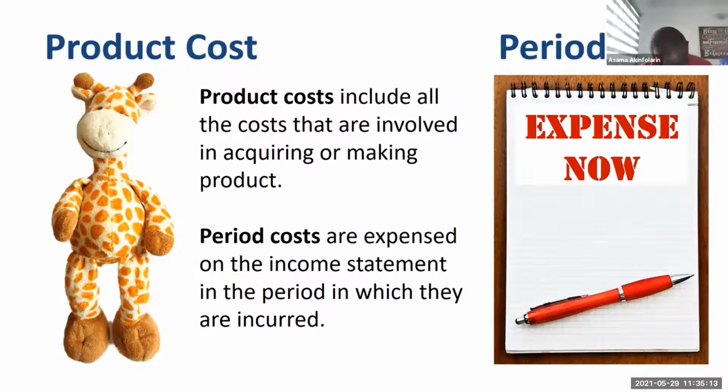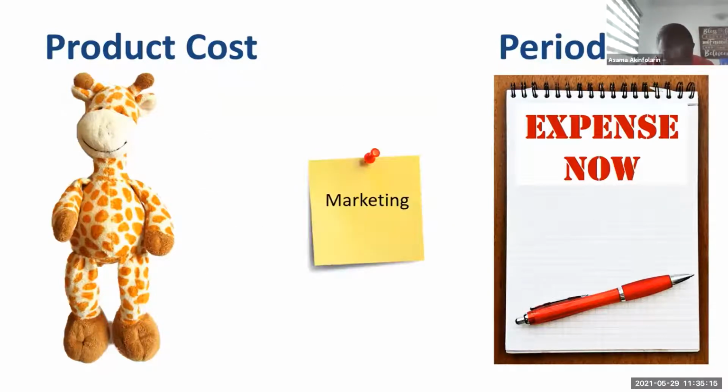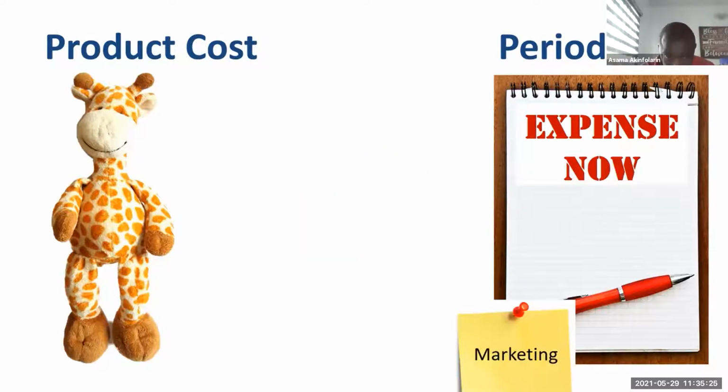First type of cost, marketing expense. To determine whether this is product cost or period cost, we ask ourselves whether we can stick these costs to the giraffe. Marketing expense is a clear example of period cost. Period costs are not a necessary part of the manufacturing process. As a result, period costs cannot be assigned to the products or to the cost of inventory.